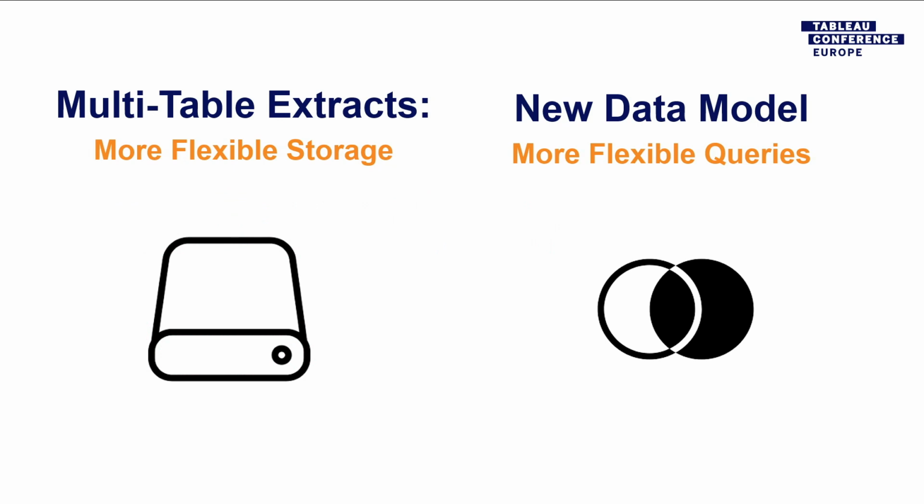So I'm going to start by explaining how it's different to multi-table extracts, which you've just heard about from Jacob. Multi-table extracts are all about the actual storage of the data. We've made it possible to store data in multiple tables, but we still treat them as a single table when we query multi-table extracts. So the new data model is going to leverage the multi-table extract technology in order to enable more flexible queries. And I'll show you what that means.